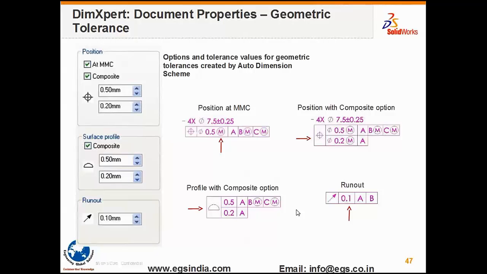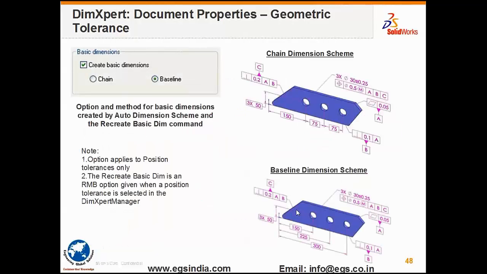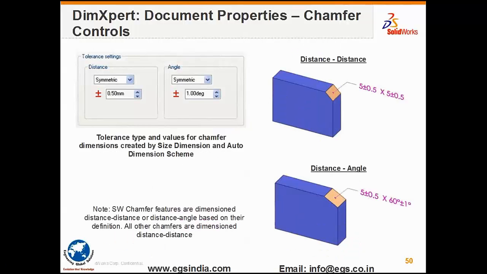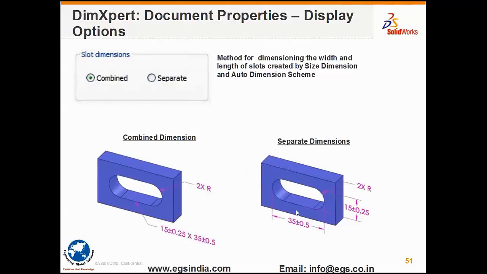Then you can give your composite feature control frame, and you can specify your chain line dimensioning and your baseline dimensioning as given over here, the methods. And then for the chamfers, the different schemas as given by the ASME and the ISO. And then you have the combined dimensioning as well as the separate dimensioning specifically for slots, as can be seen in the next slide. For the slots, you can see the way it is dimensioned using combined dimensioning or using separate dimensioning with the 2R.